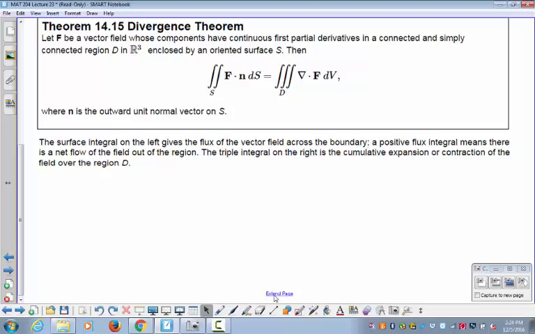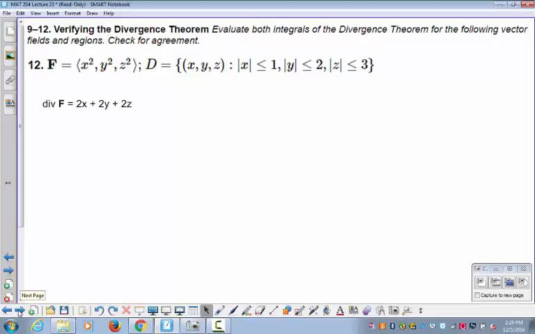So the triple integral on the right is the cumulative expansion or contraction of the vector field over D, which means throughout the whole solid region D. So D is a solid object, and S is just the boundary of that solid object, the shell of it. The divergence theorem is generally a lot easier than Stokes' theorem simply because divergence is so simple to find. Curl is a little bit of a pain to find. With divergence, it's the partial of the x component with respect to x, partial of the y component with respect to y, partial of the z component with respect to z. Divergence is a function, not a vector field. The curl is another vector, so that just makes it a little more complicated. Divergence is easier in some of those ways.